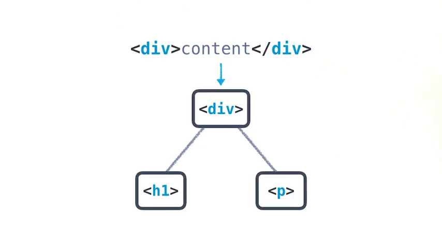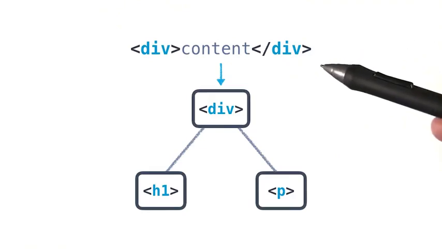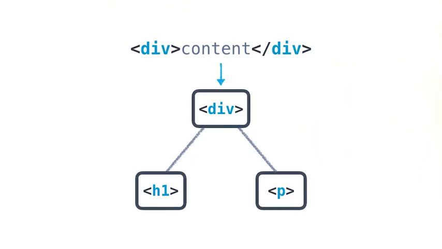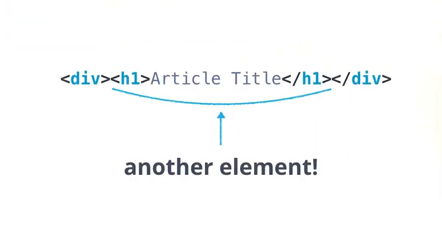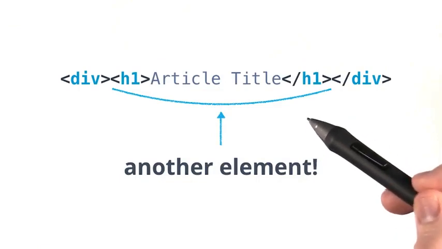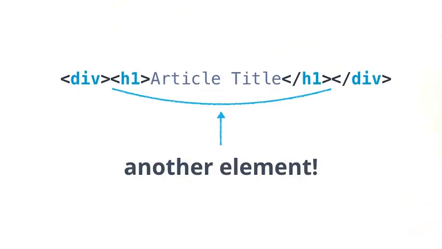Okay, so you already know how to create an element. So how do you get from here to here? The answer is content. As it turns out, elements can go inside other elements. Content isn't just text, it is also other elements.